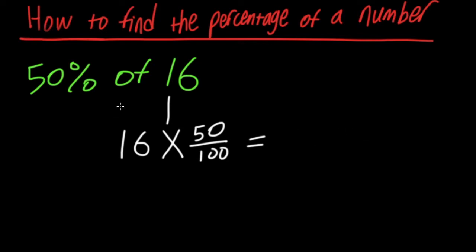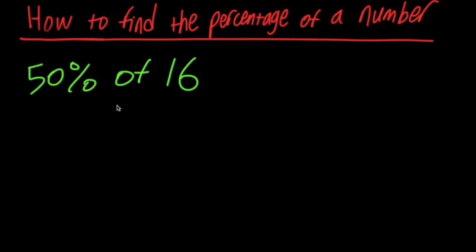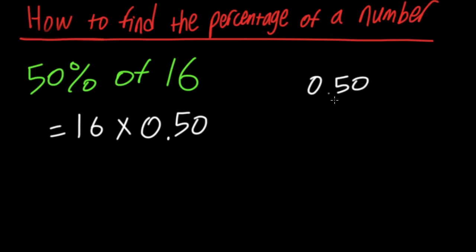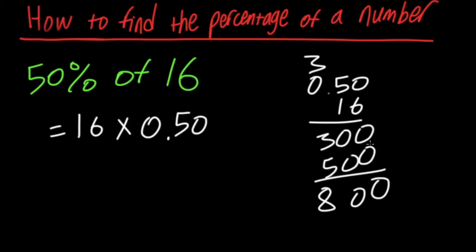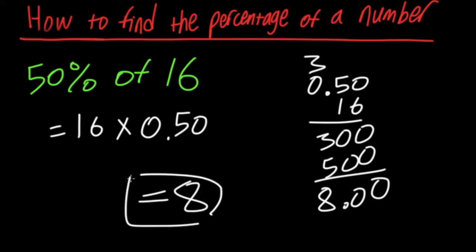Now let's quickly look at how we would do this with the decimal instead of the fraction. In that case, we would take our 16 and multiply it by our decimal, which is 0.50, as that's the decimal version of 50%. If you're doing this method, it will require some multiplication. So if we multiply this out, and we carry the decimal 2 places in, our answer is 8, and we have just confirmed the other way is correct.